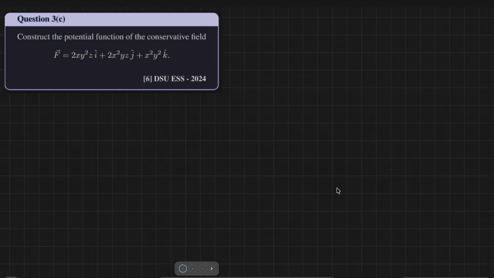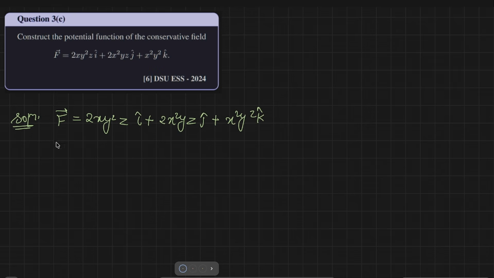Next, come to the 3c question. This is related to the scalar potential function. So what do we mean by the scalar potential function? First of all, just try to understand. Let's say F is equal to 2xy square z i cap plus 2x square yz j cap and 3x square y square k cap. We have to construct the potential function of the conservative field. It is given that it is a conservative field. It means the curl of F vector is 0.